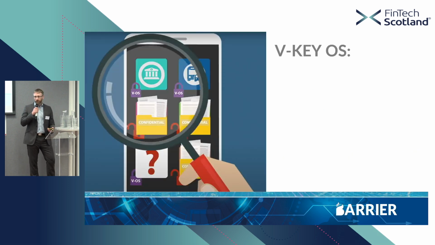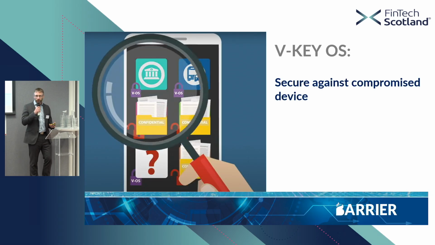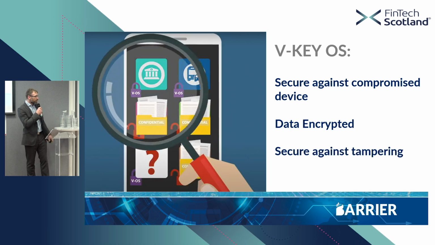Underpinning this, we've got the VKey OS, and this runs as a sort of container. It's secure against compromised devices. So even if the person is running a really old device, or a compromised device, we're secure against that. The data in the container is encrypted, and it has tamper detection and will alert users and potentially your organization that someone has a compromised device.